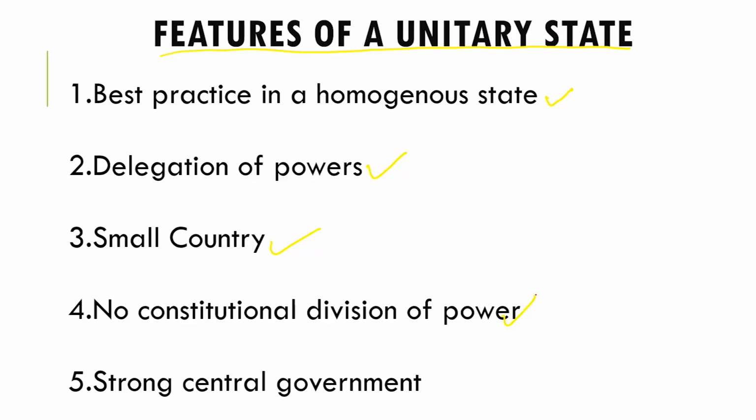Then next we said strong central government. Remember, we said a unitary system of government talks about the central government and other component units. Now, with respect to this, the central government is extremely strong, with all powers and everything to do whatever they want to do. And these are the basic features of unitary states. Don't forget, we have the delegation of power. We said this can be best practiced in a homogeneous state. We said it can be practiced in a small country. We said there is no constitutional division of power. And we said the central government is extremely strong.